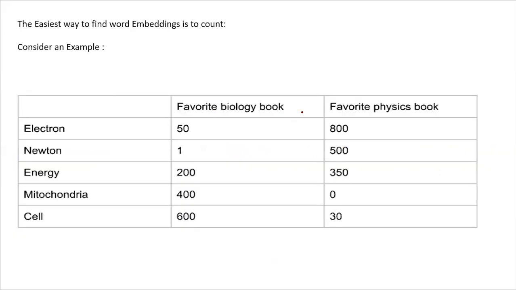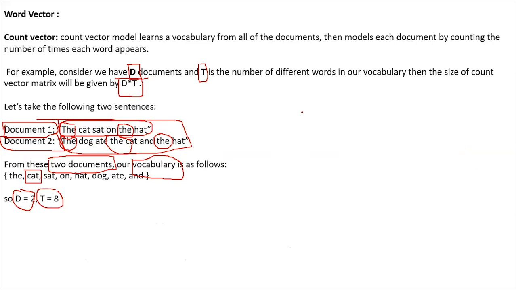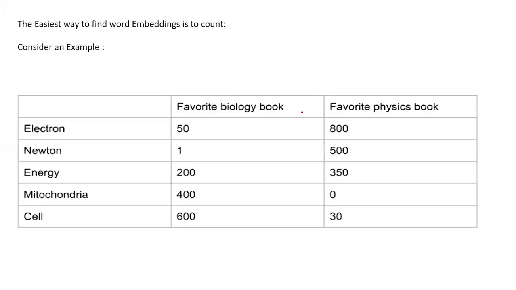Okay, to move forward, let's take another example, like how to find word embedding. If you remember, we started with what is word embedding. What we have covered is word vectors, count vectors, basically giving a text a vector. How that is done, we have covered over here. Now we are coming back to what are word embeddings. Let's say you have got five words: electron, Newton, energy, mitochondria, cell.